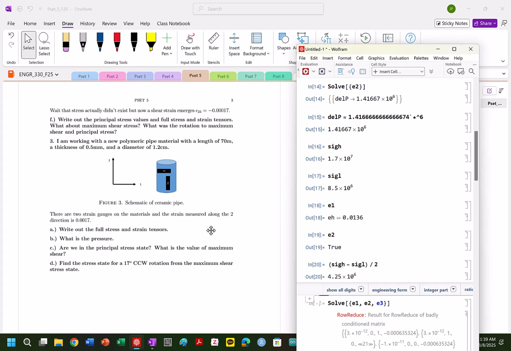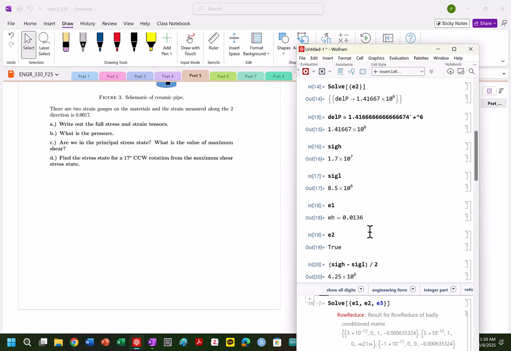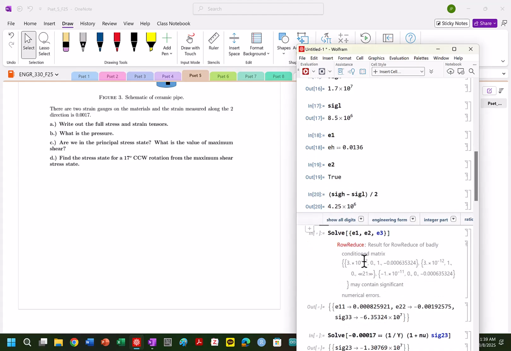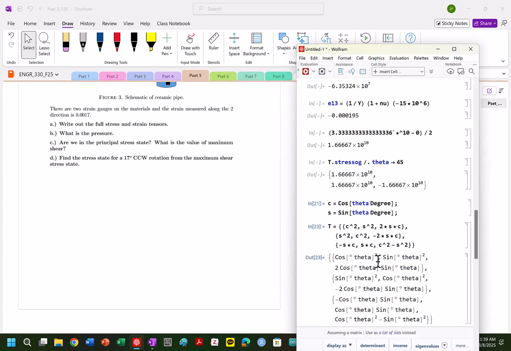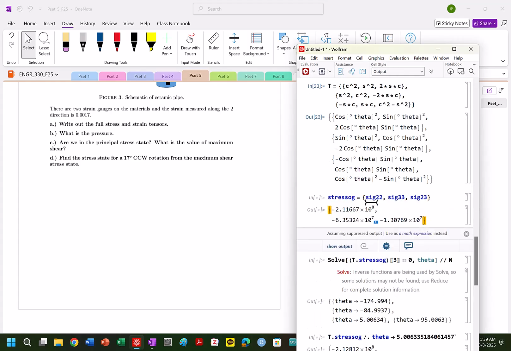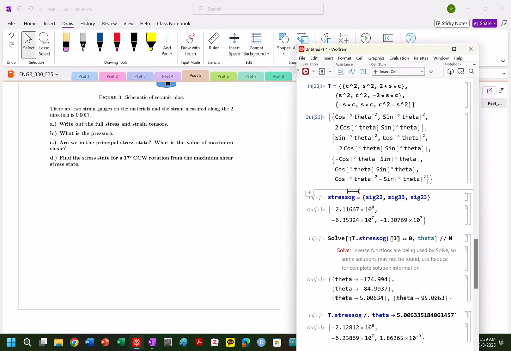Find the stress state for a 17-degree rotation from the maximum shear stress state. So, again, I can use my old partner here. Always handy to have these expressions in and ready to go. Stress OG, I'm going to say sig OG. Actually, I do like sig OG. I'm going to say sig H, sig L, and then 0.